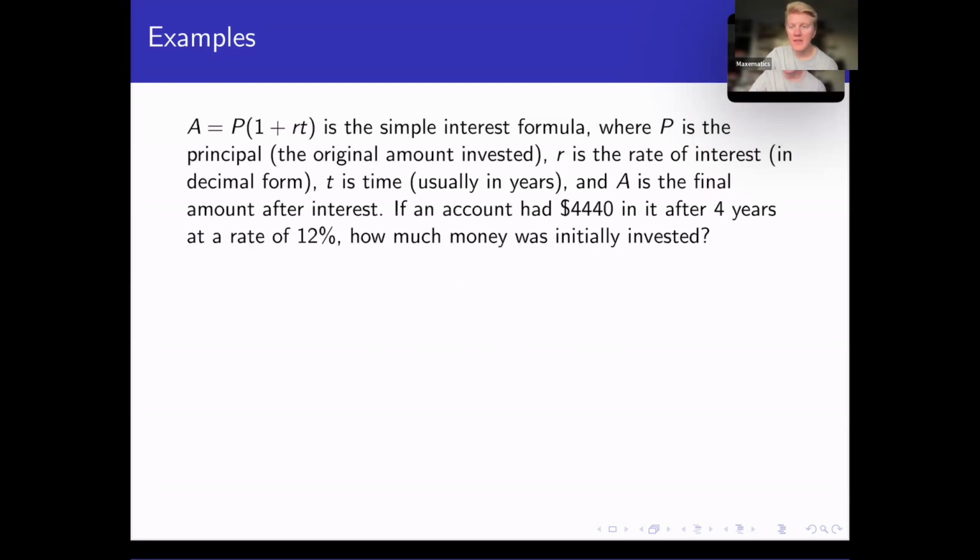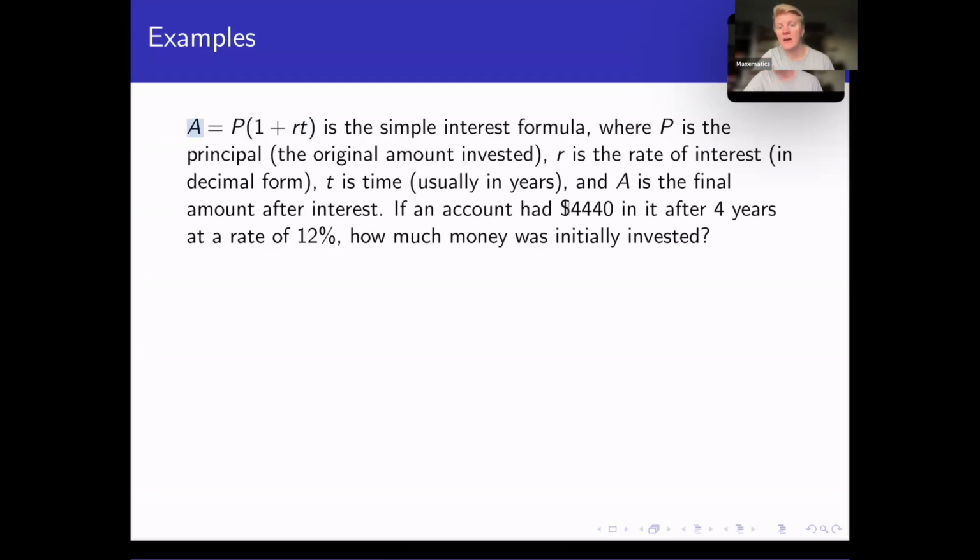Okay. A equals P times (1 plus RT) is the simple interest formula. And of these variables, P is the principal, the original amount you invest. R is the rate in decimal form, right? Like 6% would be 0.06. T is your time, which is usually in years. For this purpose, it's going to be in years. And A is your final amount. So if you start with some amount, you multiply it by 1 plus the rate times time, you get the final amount that you would have in your account afterwards.